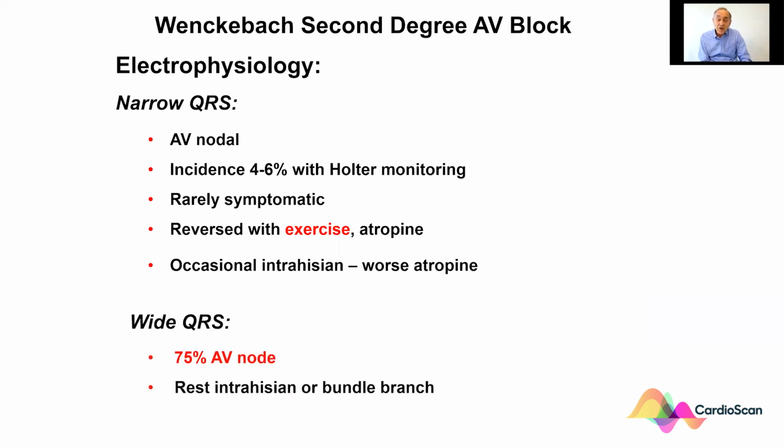The wide QRS scenario of Wenckebach is still 75% in the AV node. It just happens that Wenckebach occurs in the AV node, which is common, and a bundle branch block occurs as well, which is also common. However, 25% are intrahisian or have a bundle branch block and therefore may be symptomatic, and pacing is required.